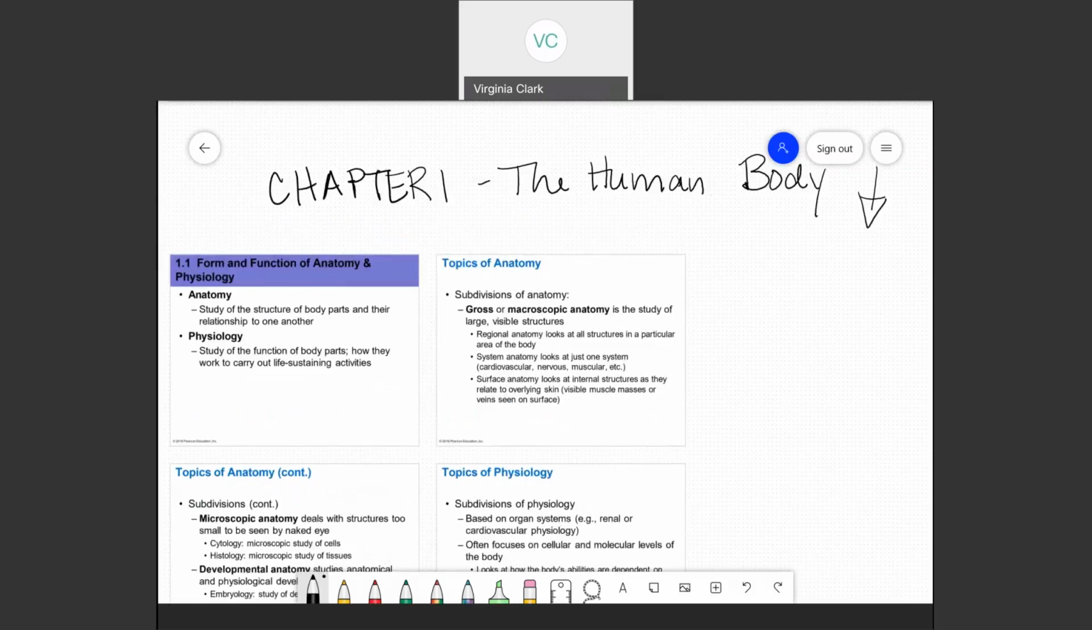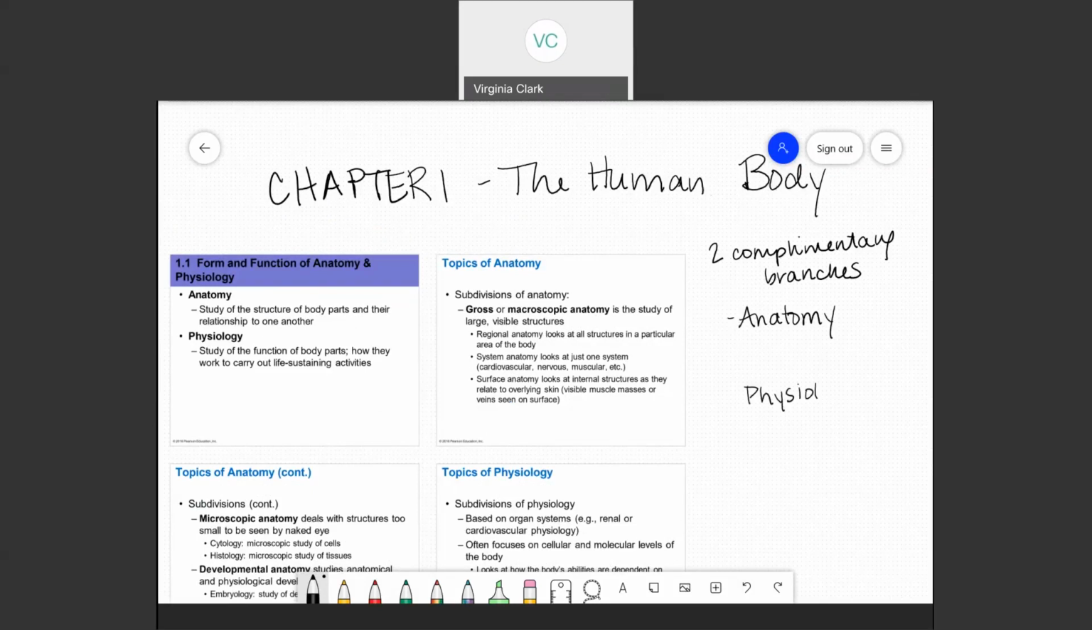So Chapter 1, the human body. To start with A&P, basically what we're really going to do is go through the foundation. And within the world of human anatomy and physiology, there are two complementary branches. These two branches need to work together for the functioning of the whole body. So these are going to be the branch of anatomy and the branch of physiology.